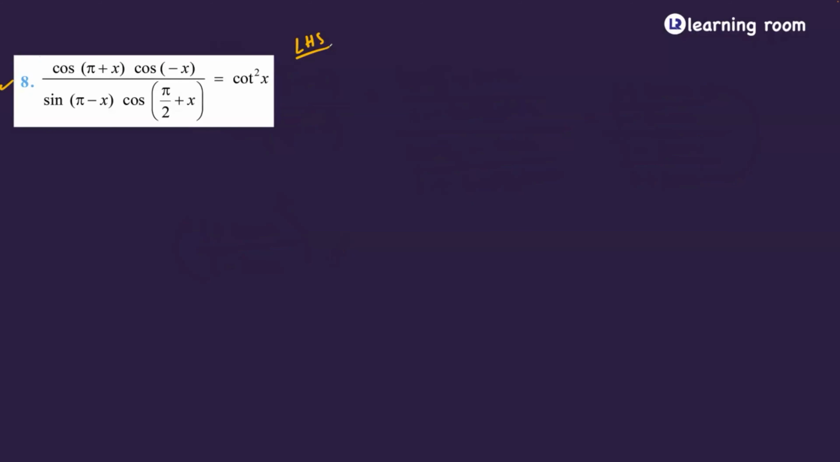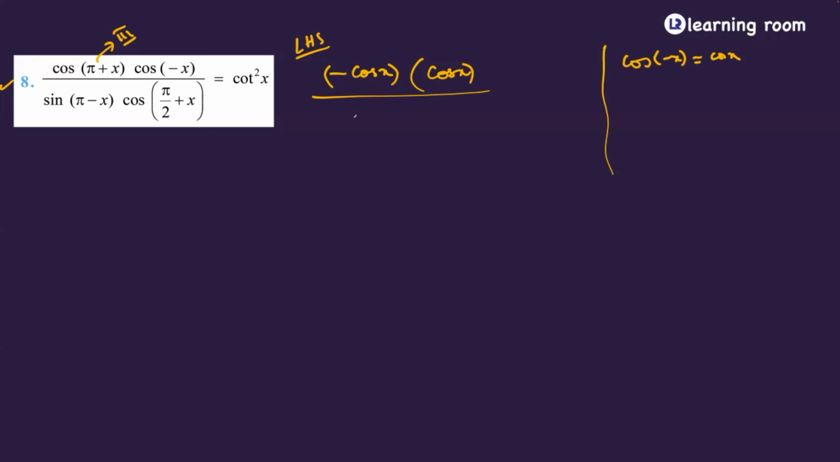Okay. So if I take the LHS, I'll directly write it. Observe, cos of pi plus x is minus cos x. Why is it so? Because third quadrant. Similarly, cos of minus x is cos x. Remember, cos of minus x is cos x. Okay. Next, what is sine of pi minus x? Sine of pi minus x is sin x, because this falls in the second quadrant.